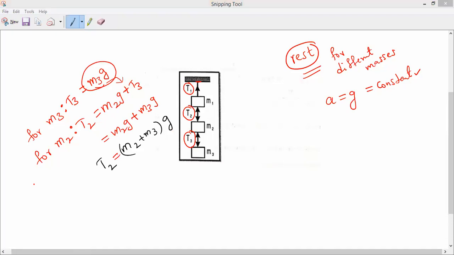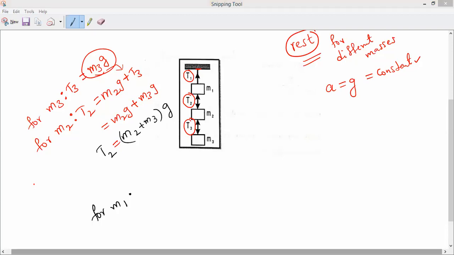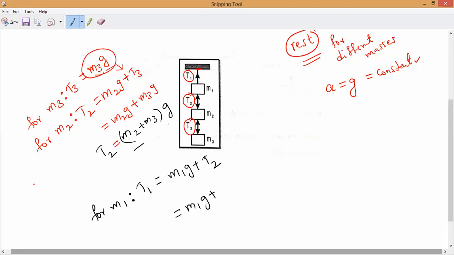Next, for M1. Can anybody tell me what it is for M1? For M1, girls, Mithakshri, can you tell me what M1 is? M1 means T1. So T1 is attached by what? Two bodies are hanging for this. So M1g plus T2. Can I say that or not? M1g plus T2, because T3 is already attached with T2 also. So M1g plus T2, and T2 we already did. T2 means M2 plus M3 into g.